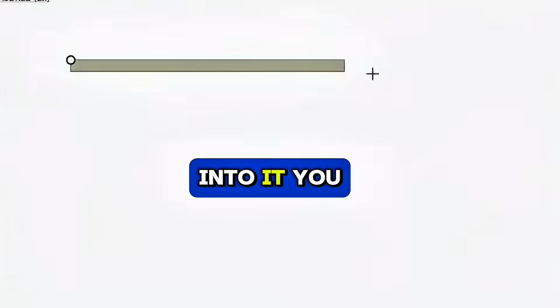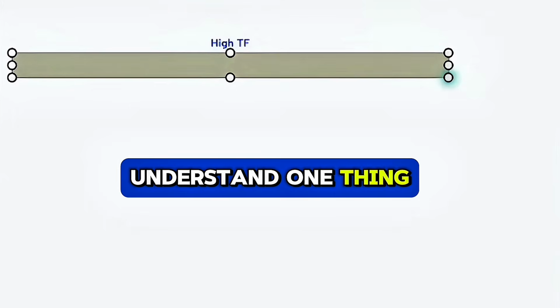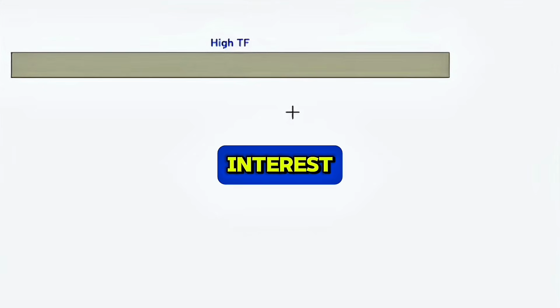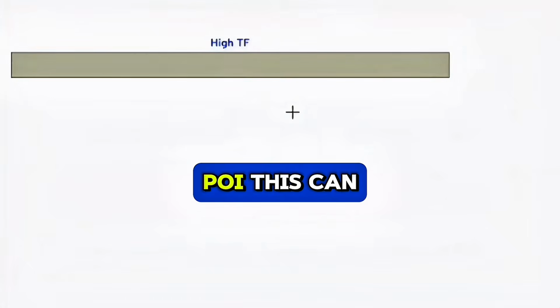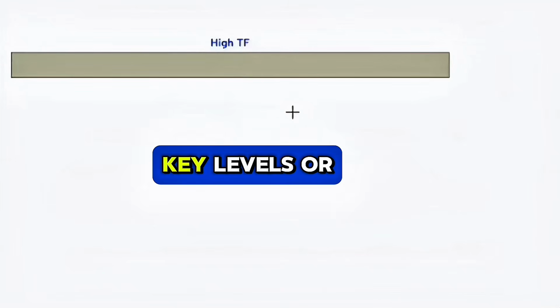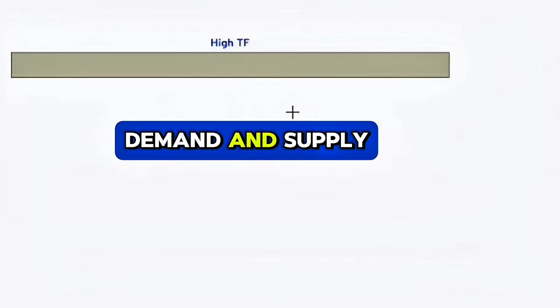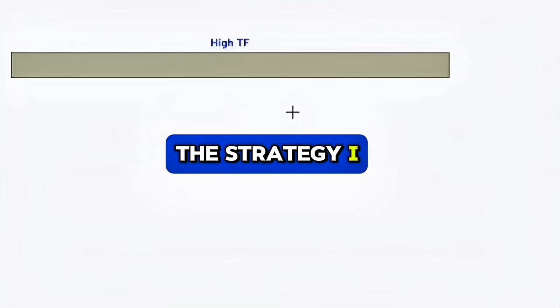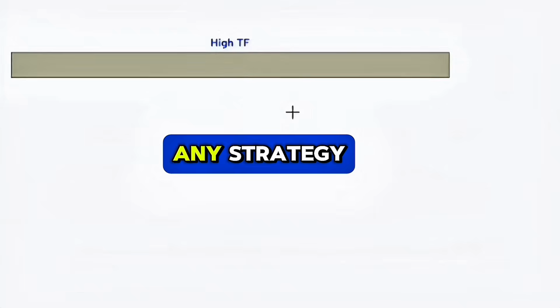Before we go into it, you only need to understand one thing: your higher time frame point of interest, also called a POI. This can be a fair value gap, an order block, support and resistance, key levels, or any area your strategy uses. For this video, I'll use demand and supply zones because that is the strategy I trade, but the same idea works with any strategy.